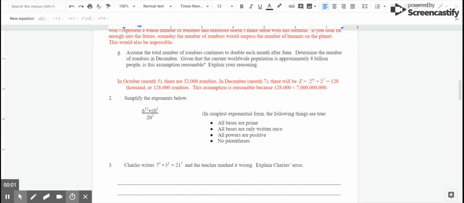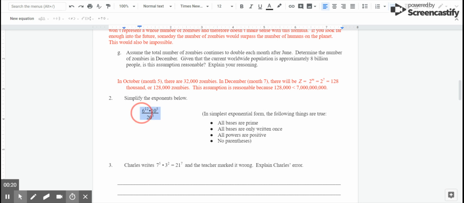Number 2 says simplify the exponents below. And we've got 6 to the 12th power times 10 to the 5th over 20 to the 5th power. Remember that in simplest exponential form, the following things are true. All of the bases are prime. All the bases are only written once. All of the powers are positive, and there are no parentheses.